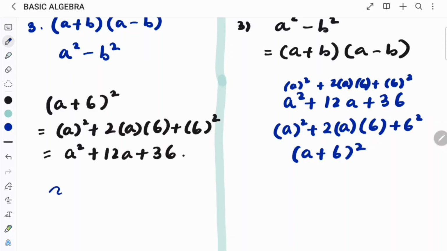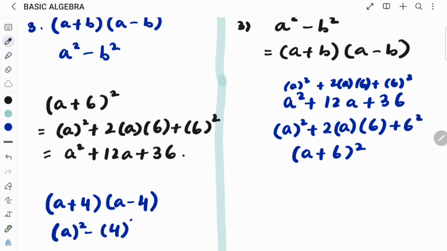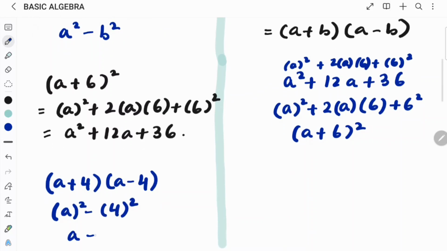Then comes, for example, (a plus 4)(a minus 4). That is the third identity. It's a question, so what do you do? a square minus b square, a square minus 4 square. That means a square minus 16. This is the answer for expansion.